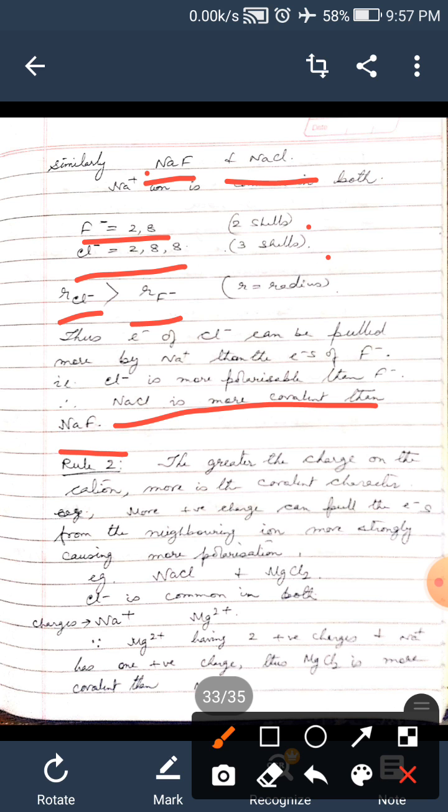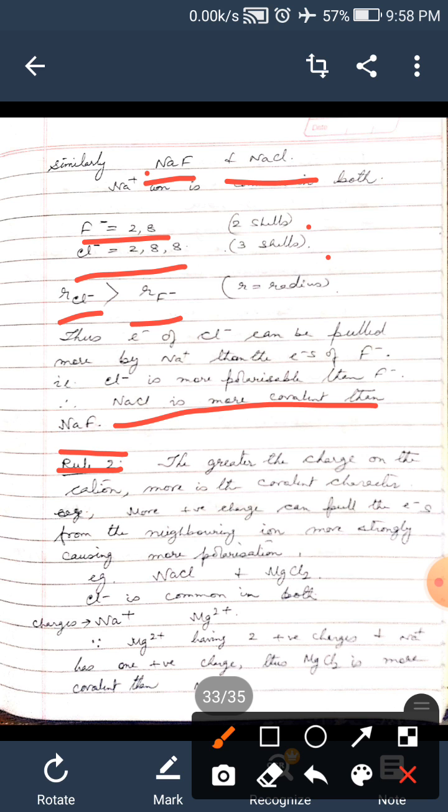Now remember, during the exam you may not be asked to write the definitions of the rules. You may be given a set of molecules from which you have to identify which one is more covalent in nature. Now let's move to the second rule. The second rule says the greater the charge on the cation, the more is the covalent character. That means if I have different cations, one carries 1 positive charge, one carries 2 positive charges, one carries 3 positive charges, say for example NaCl, MgCl2, AlCl3, where I have kept the anion the same for simplicity.